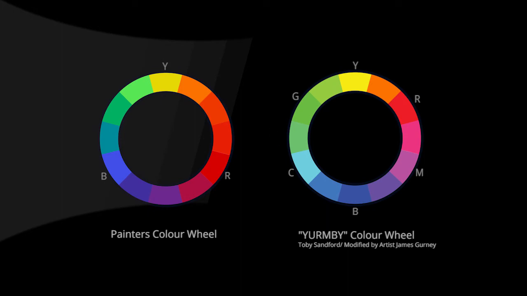So now we have 6 basic primary colours: red, blue and green, which are the properties of light, and cyan, magenta and yellow, which are the properties of pigment. This compares to the traditional colour wheel of red, yellow and blue.